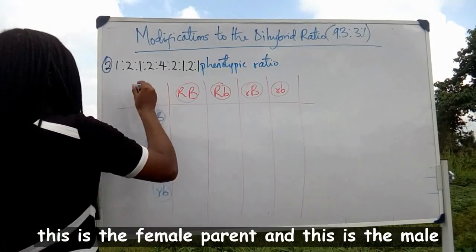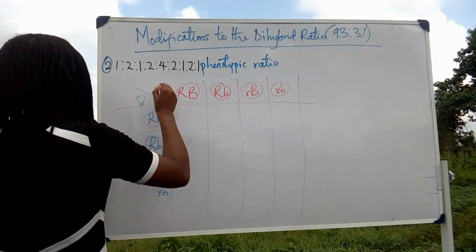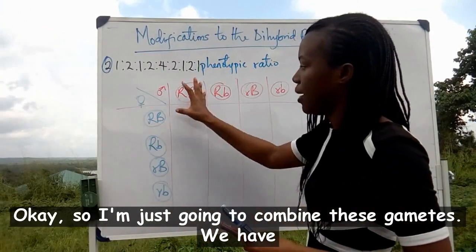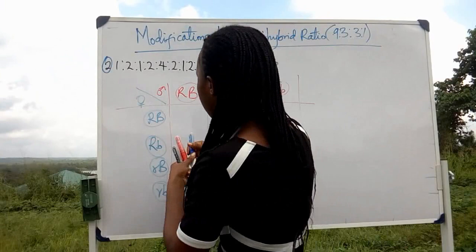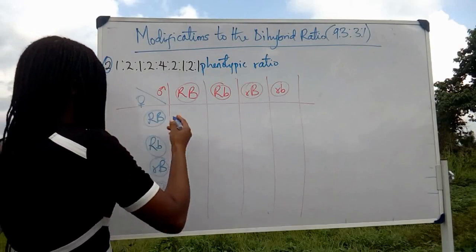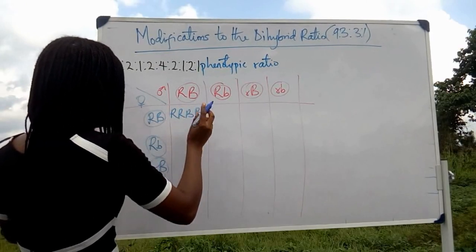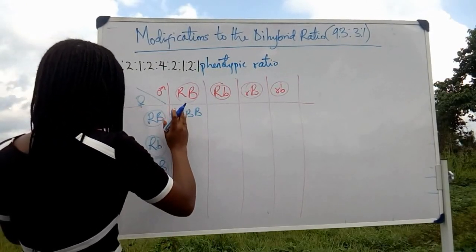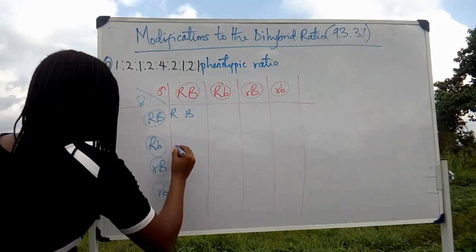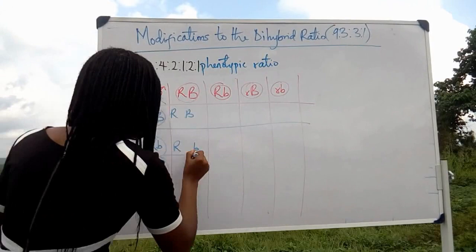Okay, so this is the female parent, and this is the male. I'm just going to combine these gametes to see. We have here R, B, B. We have R here and B here, R here, B here. Let me draw this first.